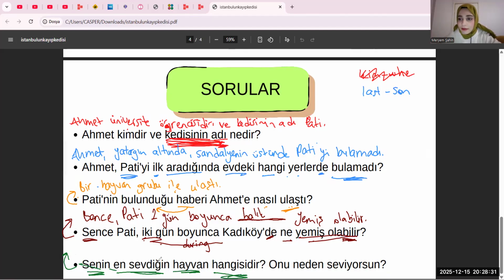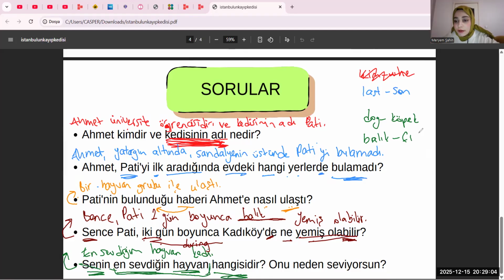I will also say a cat for mine. We're gonna go en sevdiğim hayvan. Look, we just completely take it here. Hayvan, kedi. The animal that I love most is kedi. If your favorite animal is a dog, you're supposed to say köpek. Also, we just learned another animal, which is balık. It means fish. I'm just thinking, what are the other pets? I guess these are the most popular ones.